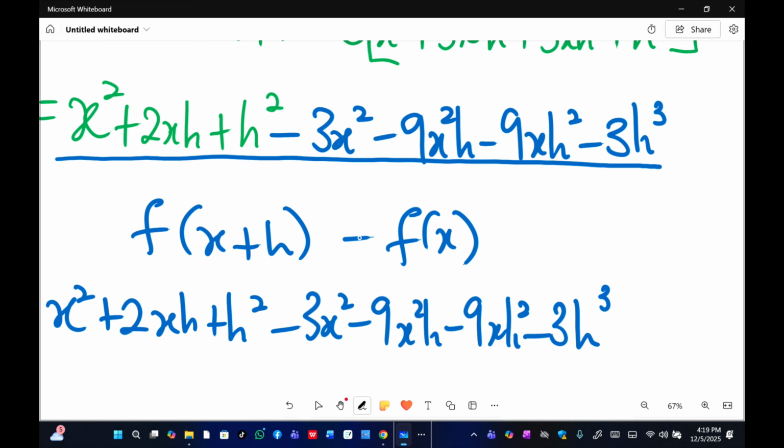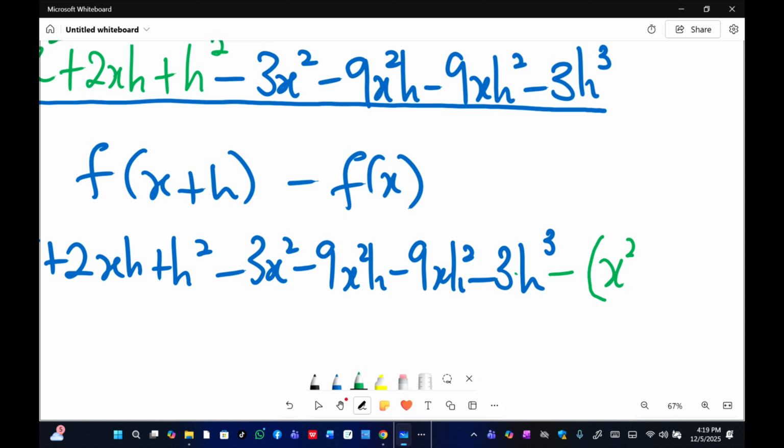So the whole of this minus, let me use a different color, the whole of this minus the original one. So we know the original one to be x squared minus 3x cubed. So this is the original one. So we are subtracting the original function from our f of x plus h. So let's see what we'll be getting.